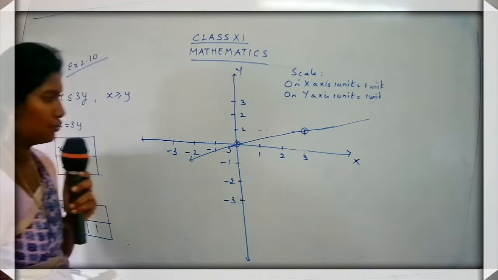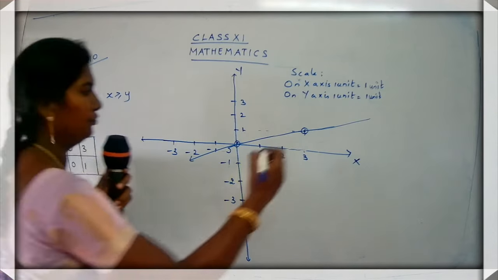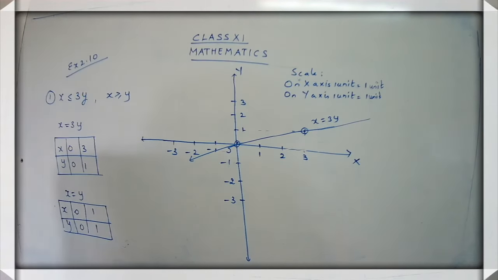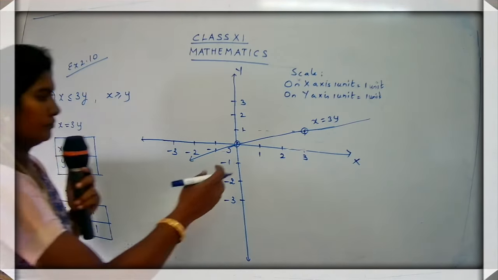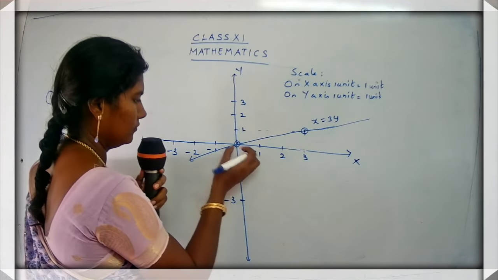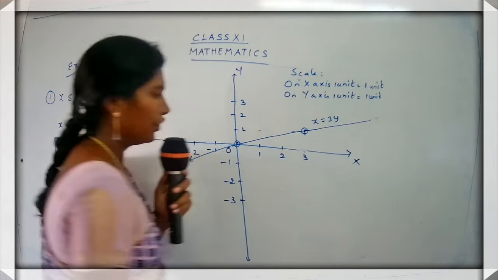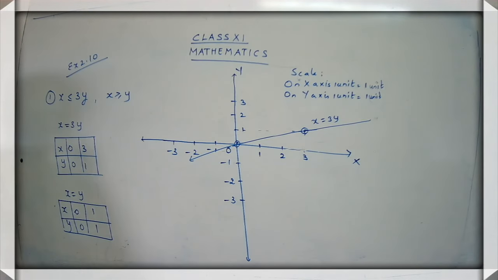Have you plotted? So you can just write here x is equal to 3y. This is the line which gives you the values for x is equal to 3y. Okay children, have you plotted this? 0, 0, 3, 1. So I have completed the first one.